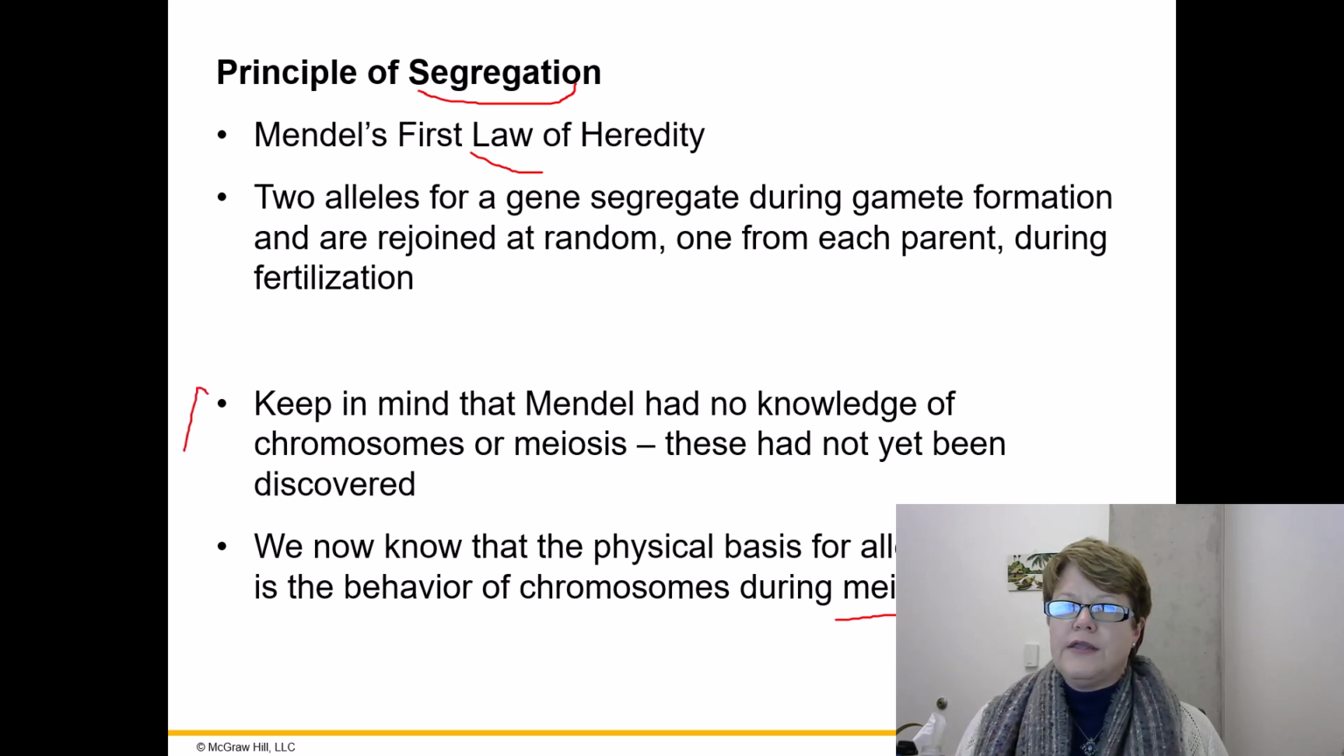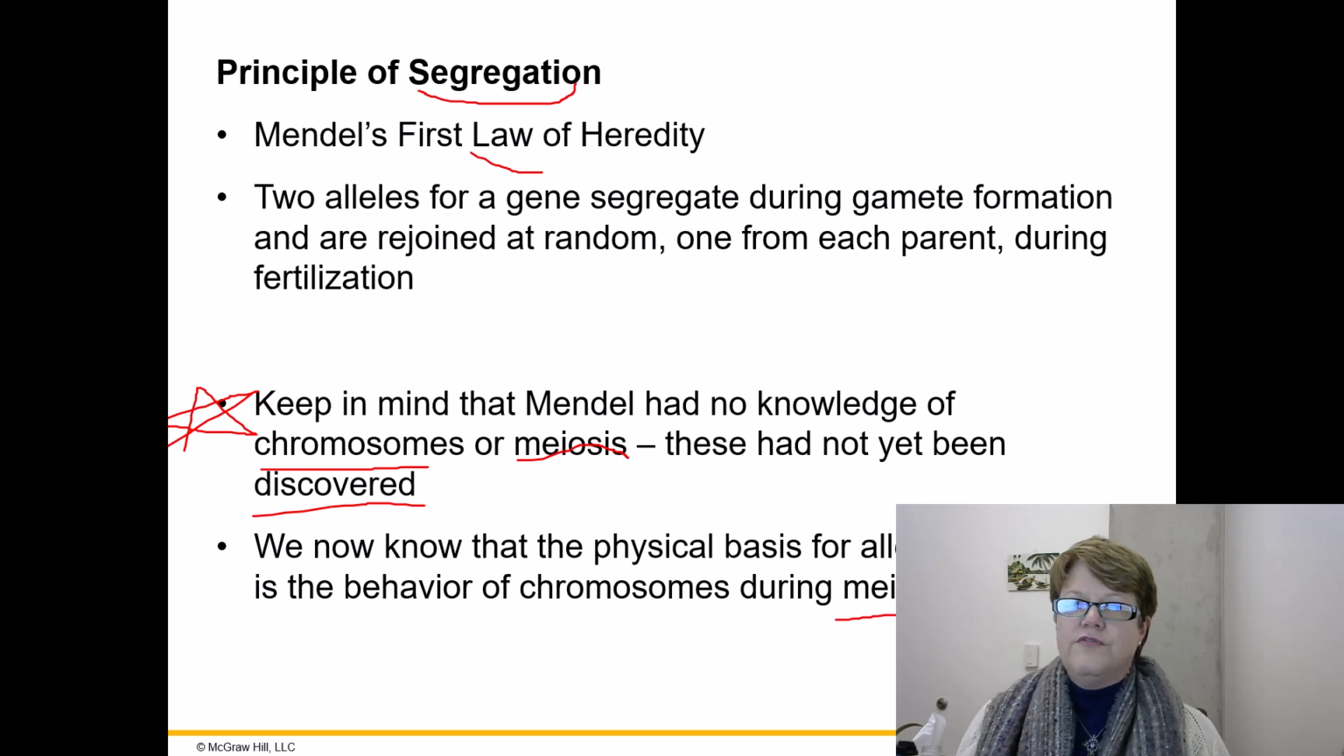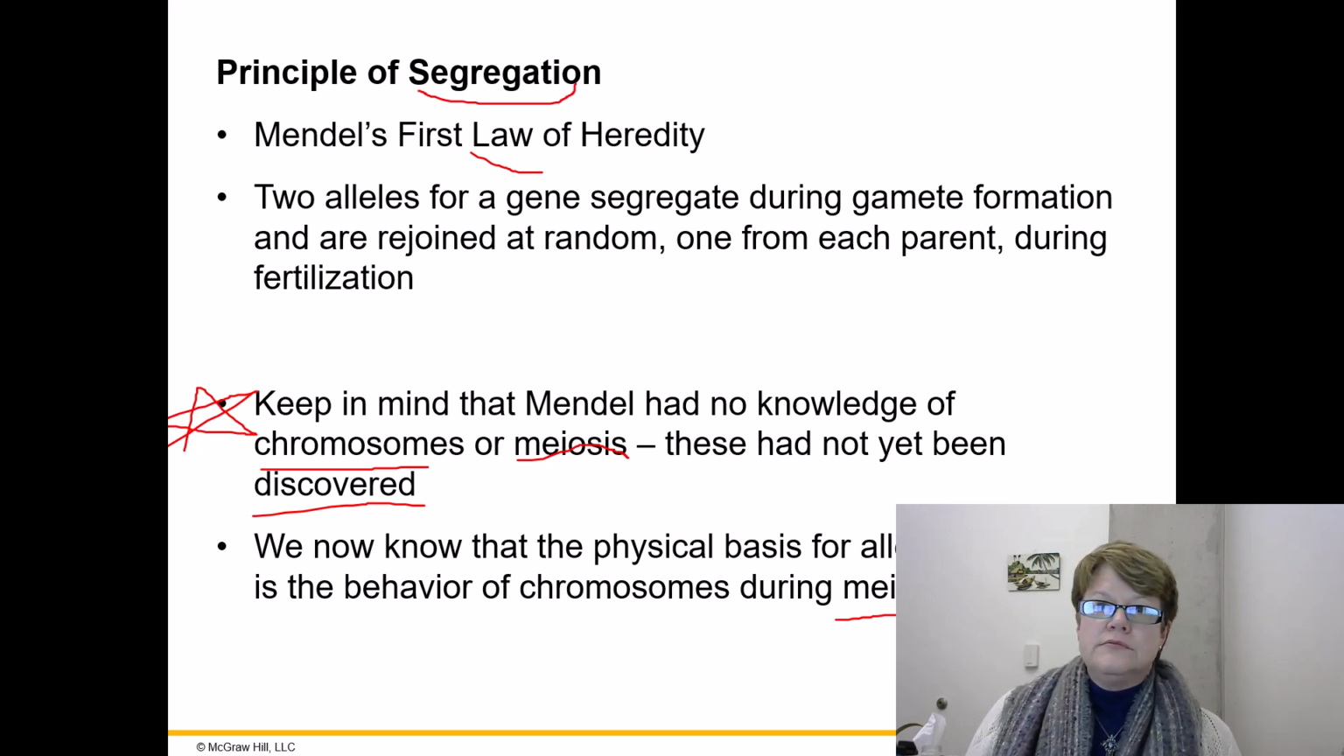But keep in mind, Mendel was figuring this out with no knowledge of chromosomes, no knowledge of meiosis. None of this had been discovered yet. So for us to look back at it and say, oh, it's kind of simple, it's just sexual reproduction happening in different ways, different alleles coming together, seems easy, but he didn't know any of what we know now.